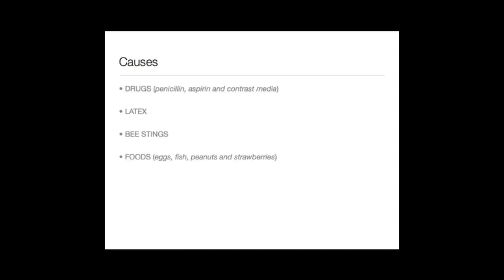The most important causes of anaphylaxis are, as we have said, drugs, and relevant examples might include penicillin, aspirin, and contrast media. Latex is another important cause of anaphylaxis, as are stings and other venoms. Particular foods are also important to be aware of and include eggs, fish, peanuts, and strawberries. Remember that it is possible to be allergic to anything.